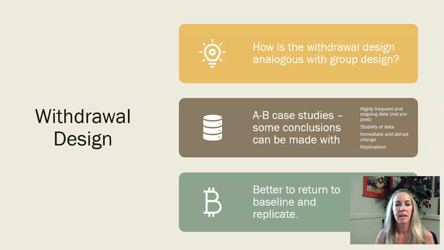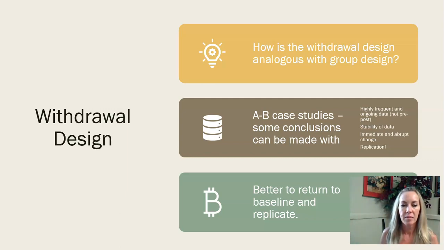The withdrawal design is analogous with the group design, with the exception that we're using baseline logic. The student, him or herself, is the control group, as opposed to 2 different group averages being compared. We have a student learning under normal conditions and a student learning under the intervention conditions. But with an AB case study, some conclusions can be made. That's a baseline and then an intervention.